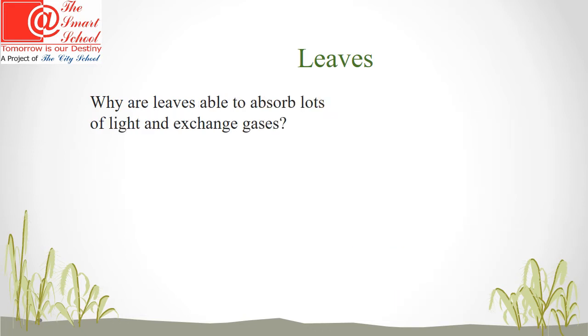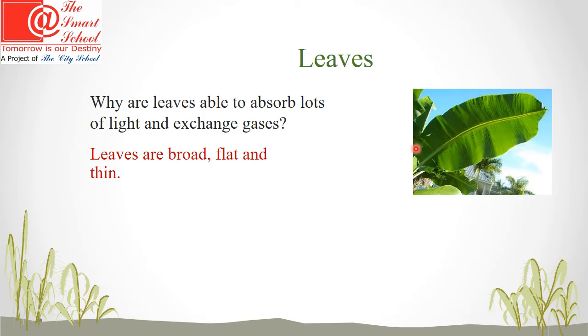Now that we have established that leaves are the parts of plants which are able to absorb lots of light as well as are responsible for the exchange of gases. But why is that? What special feature of the leaves make them able to absorb light as well as exchange gases? The reason is that the leaves are broad, flat, and thin.